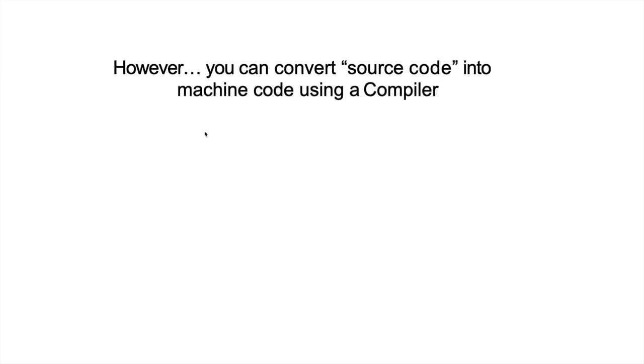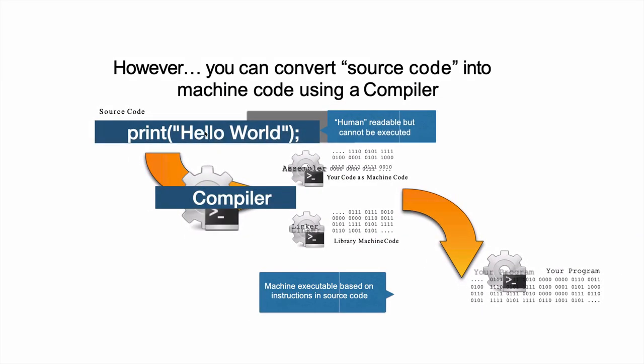You can convert your source code into machine code using a compiler. So source code can be in simple English using a language syntax. Here we have print hello world, which is human readable, but it cannot be run by a computer. We need to give the computer zeros and ones. So what happens when you write print hello world, which is human readable, is it goes to the compiler, and the compiler, depending on the programming language you're using, will compile that into zeros and ones, and then give that to the computer to perform that action.